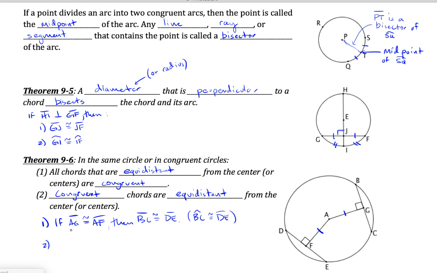The second part of theorem 9-6 was just like the converse of the first part. So in other words, if we knew that BC was congruent to DE, if those chords were congruent, then their distances away from the center would be the same, meaning that AG would be the same as AF. Oops, let's write that as AF. All right? So that's what theorem 9-6 tells us.